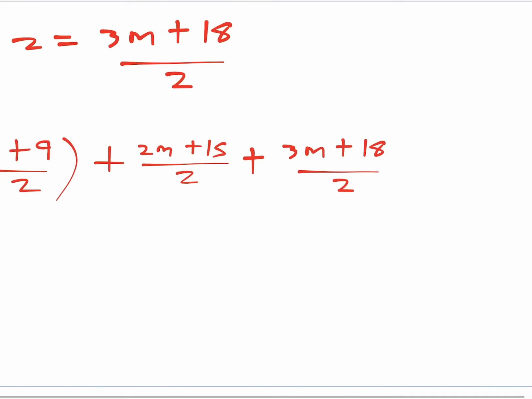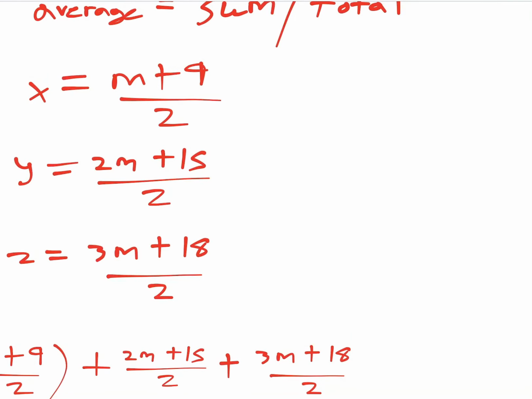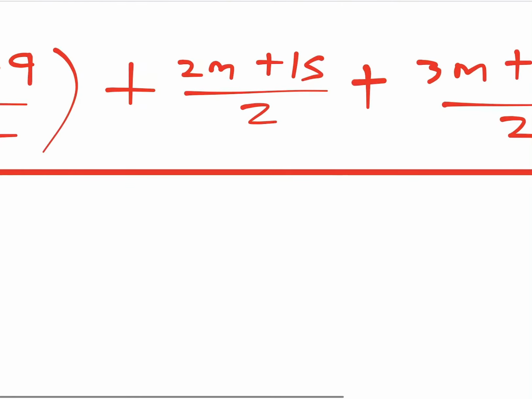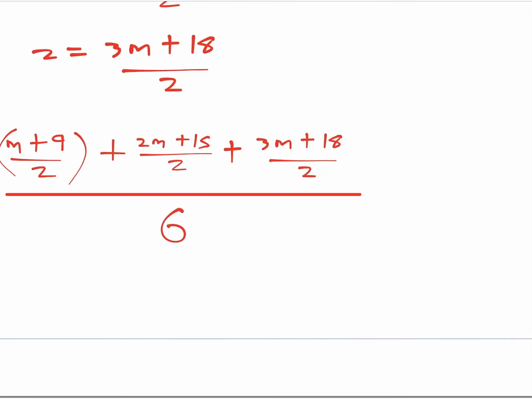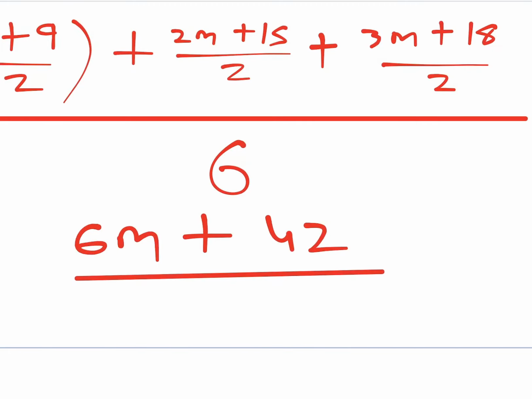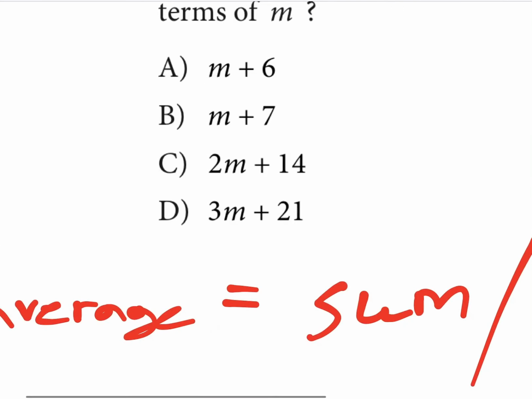And now here's the important step. We've added all these up. Now how many items do we have? Well, in x we had 2 items, in y we had 2 items, and in z we had 2 items, which means that when we're dividing by the total amount of items, we need to actually divide by 6, since we now have 6 total items. And so if we add up the top, we have like numerators, so we can just go straight across and add them. We get m plus 9 plus 2m plus 15 plus 3m plus 18. Simplifying that, we get 6m plus 24 plus 18, which is 42, divided by 6. And so if we factor out a 6 from the top, this is equivalent to m plus 7, which if we go back to the top is choice B.